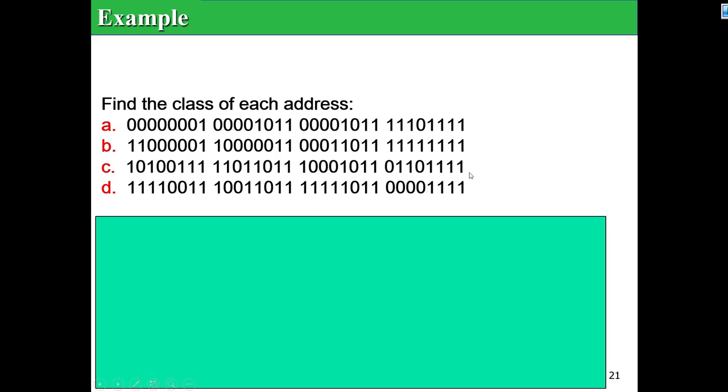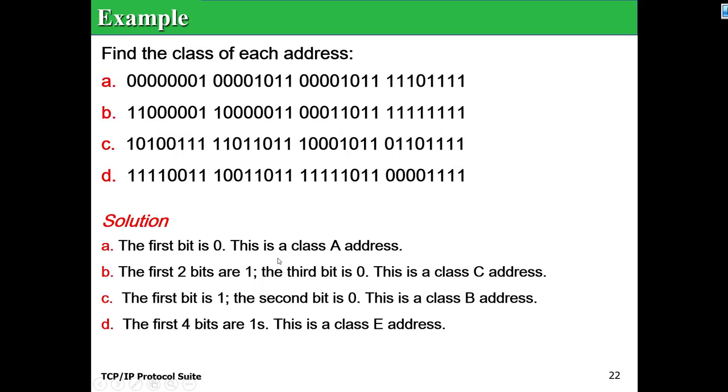So this is for your practice. You can check yourself which class this address is from. As I said, just read the first 4 bits and we can find the answer. So this is the answer. You can look at it and cross-check your understanding.